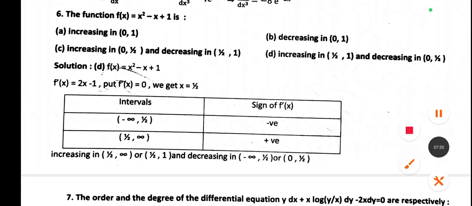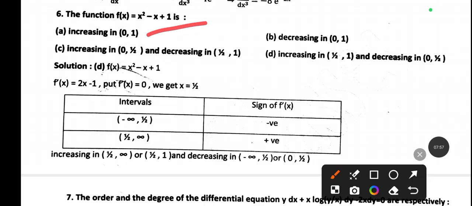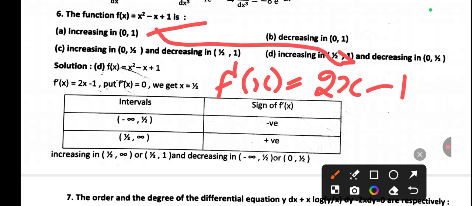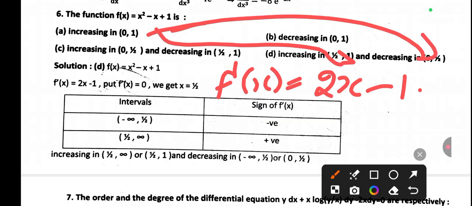Sixth one. The function x square minus x plus 1. They are asking only the increasing decreasing concept. Very simple. First differentiate. Increasing decreasing I think we have already discussed. We know we differentiate one time and equate with 0. X square differentiation is 2x, correct, children? Minus x differentiation is minus 1. 1 differentiation is 0. This is like a revision. I am not teaching how it comes now. I hope you understood already.